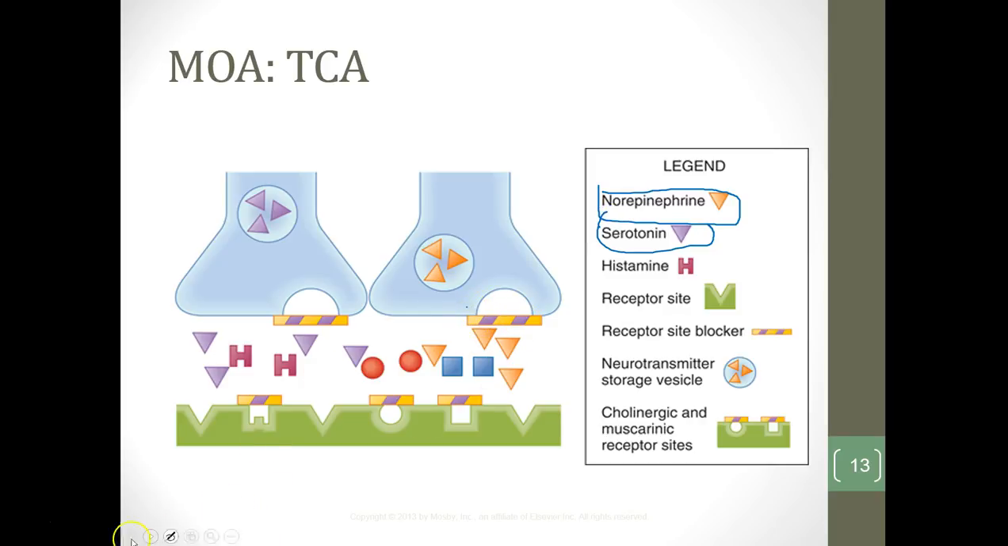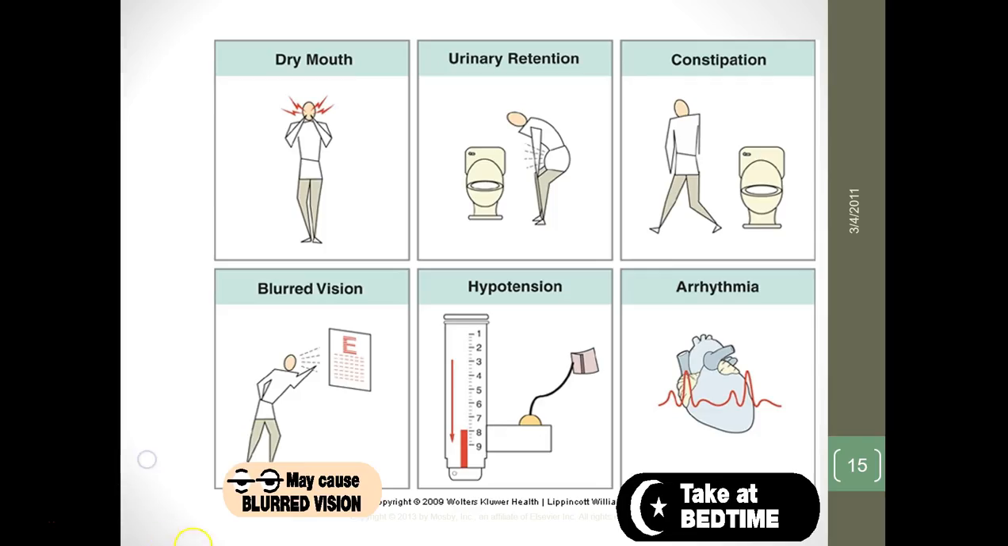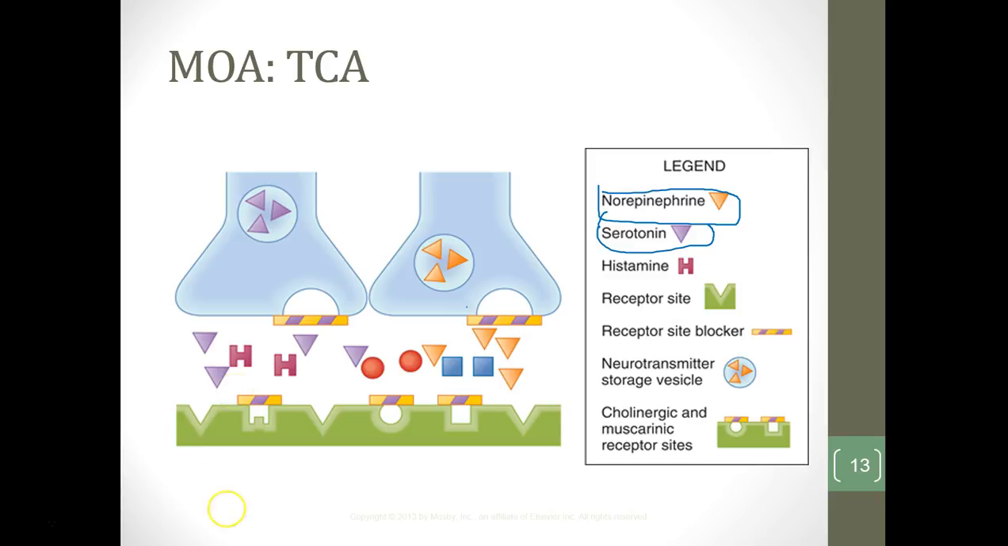So here we have those blockades. These are our receptor blockers. And here we are blockading the reuptake piece. So TCAs don't let them be taken back up.